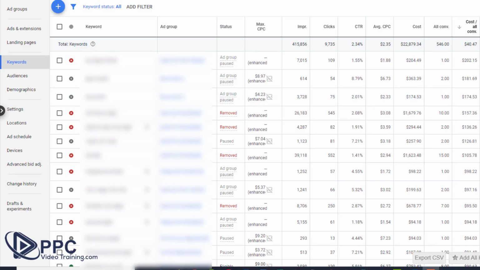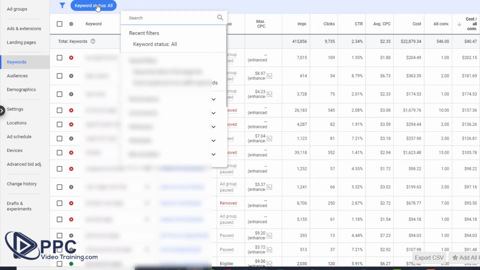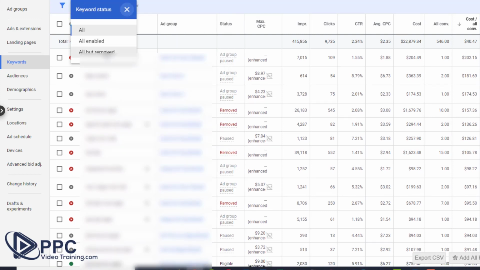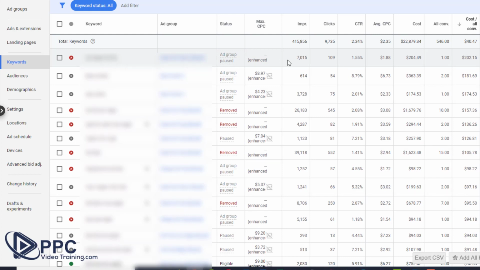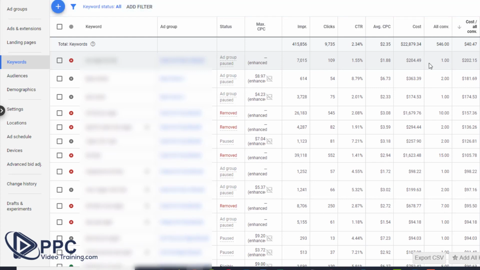All right, so go into your campaign and then click on keywords. Now I want to sort all the keywords for your campaign. Don't choose a specific ad group necessarily. Then when you're in here, you can filter them by all or all enabled. I've just got all here because I want to show you some examples of some of them that we've weeded out. So I take a look at this keyword, which has been removed, and it has been clicked on 109 times for a total cost of $204.49.